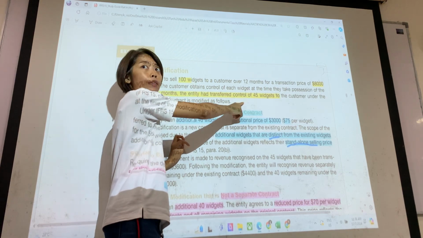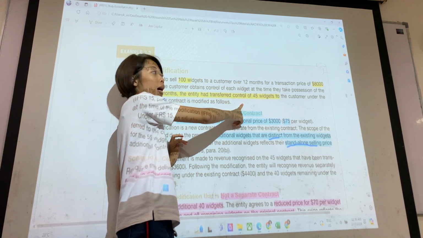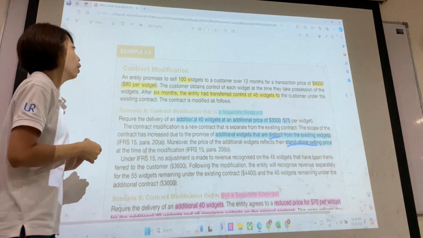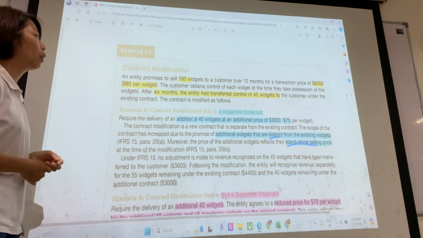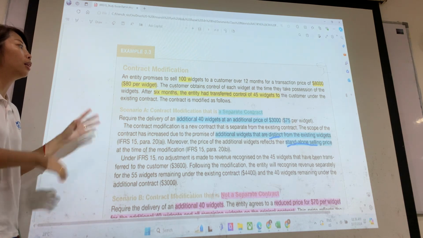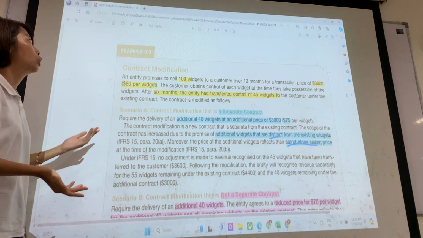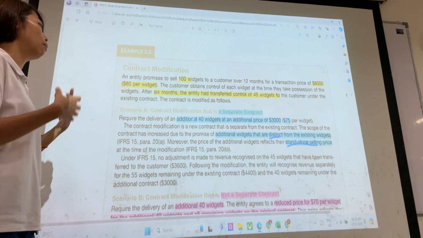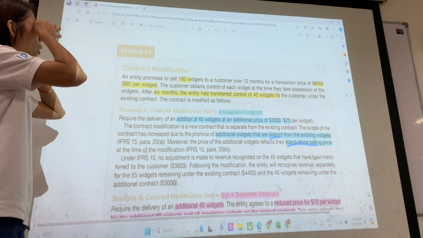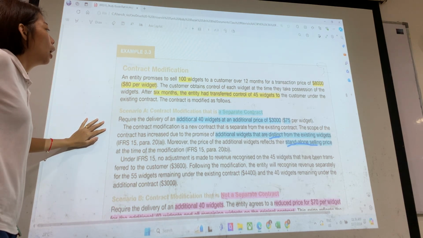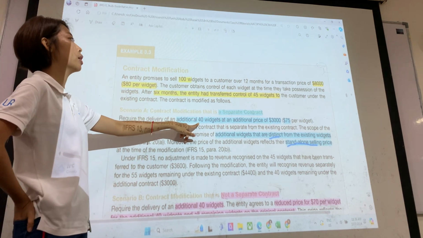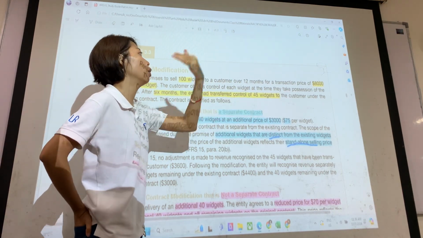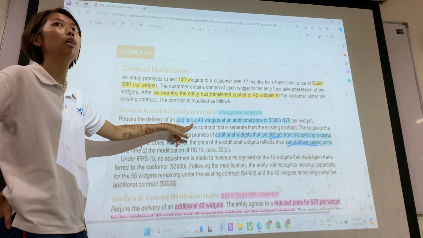That means how many are left that we have not delivered? 55. Still 55 we have not delivered. But then our customer requested, half a year later, that we modify our contract. We have to see whether we modify it as separate or we combine it. Now, the customer says they want an additional 40 widgets. Now we know that we have 55 left, right? Because 100 only. So 55 we have not delivered. They want an additional 40.